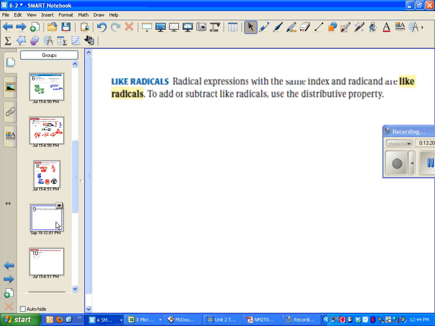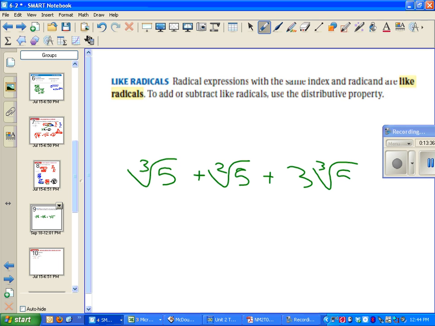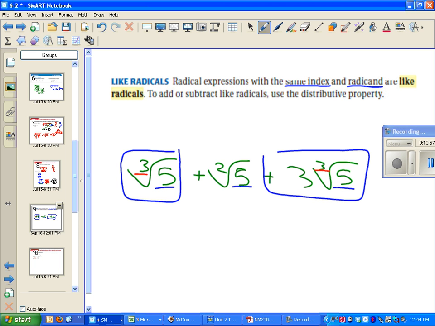All right, like radicals, they have the same index and radicand. So what that means is if I have the cube root of 5 plus the square root of 5 plus 3 cube root of 5. Okay. Let's see, this has the same index, 3 and 3. These all have the same radicand, 5, 5, and 5, but it has to be both the same index and the same radicand. So this and this one are like terms, and this is like a 1.